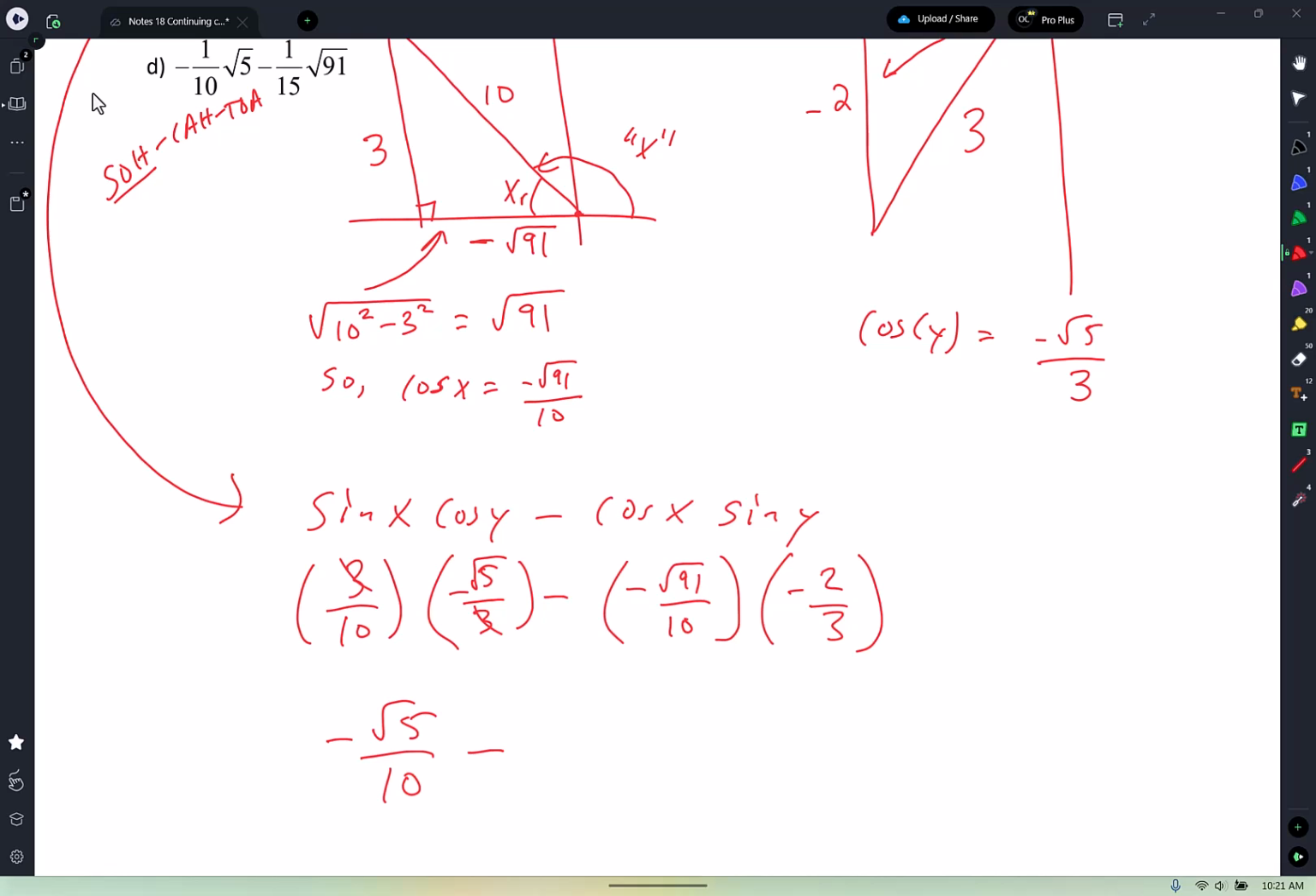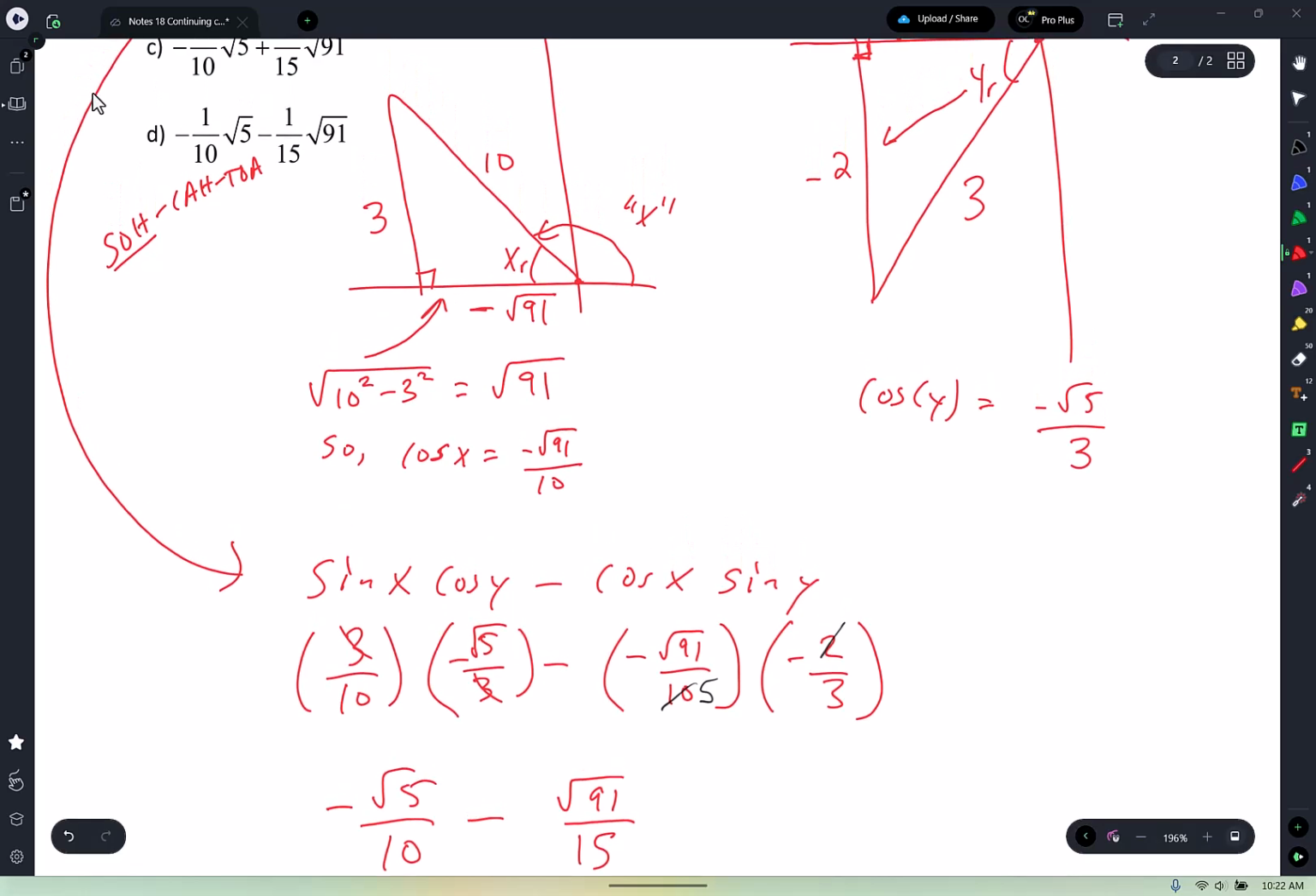I'm going to slow down because some of you guys don't like this when I do it, but I see a 2 in the top and I see a 10 in the bottom. So I like to reduce right now. That's me. So 2 goes into 10 5 times. Do you see what I did? And then 5 times 3 is 15. So this is going to be square root of 91 over 15. And there it is. Okay, it looks funny, but I see the answer.